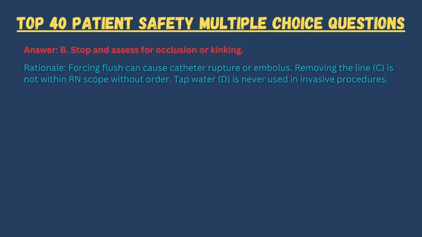Rationale. Forcing flush can cause catheter rupture or embolus. Removing the line, C, is not within RN scope without order. Tap water, D, is never used in invasive procedures.